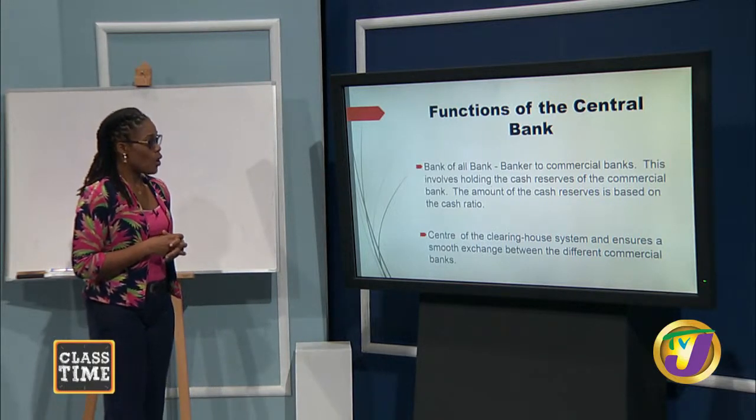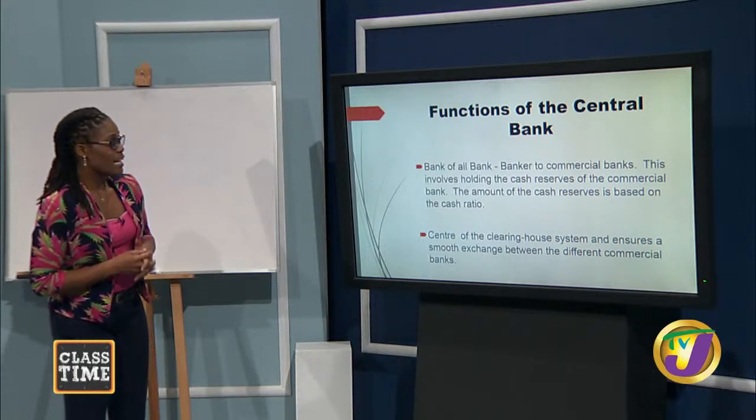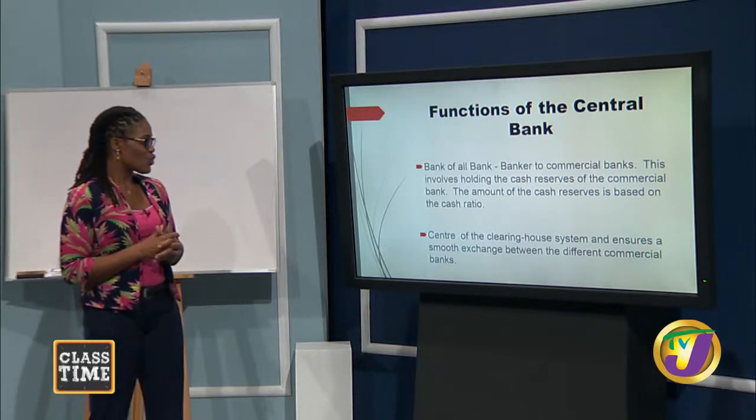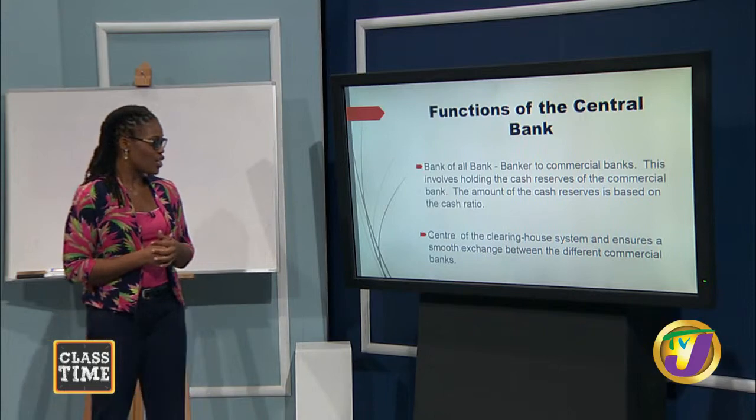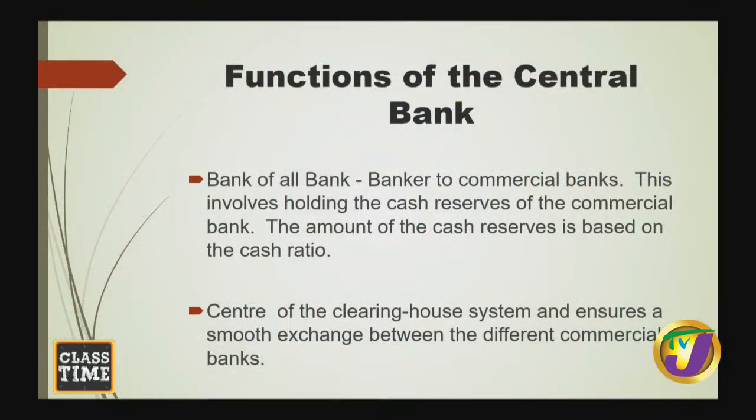Now, it is also the center of the clearinghouse system and ensures a smooth exchange between the different commercial banks. And we explored that earlier. So the clearinghouse system makes it possible for you to lodge a Scotia check to your NCB account or your NCB check to your Scotia account. Wonderful.